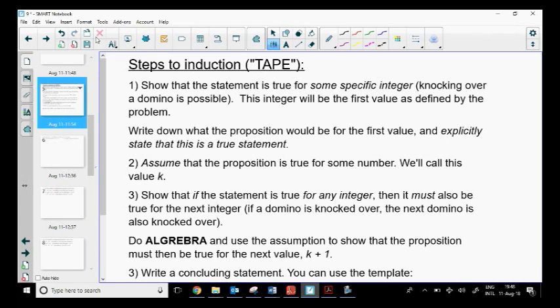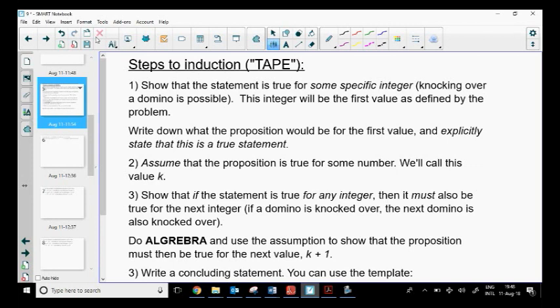But we're going to assume that the proposition is true someplace. Again, we're assuming that we can knock over any particular domino. And then we're going to show that if the statement is true for any integer, then it must also be true for the next integer. So if a domino is knocked over, the next domino also gets knocked over.